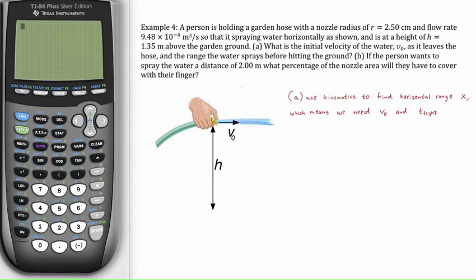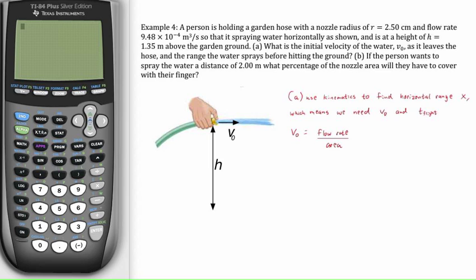So we want to use kinematics to find the horizontal range x, which means we will need v naught. We'll actually need to find that numerically, and the time that the water spends in the air, which we'll do using kinematics. Okay, but first, something we haven't seen before is how do we relate that initial velocity to flow rate? Well, flow rate is volume per time, but we want meters per time. So what we want here is flow rate divided by area, because that will give us velocity.